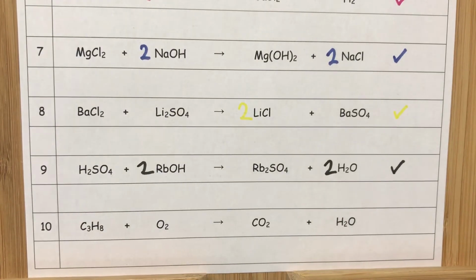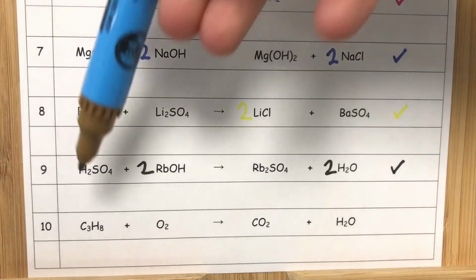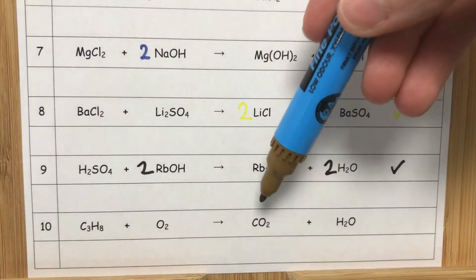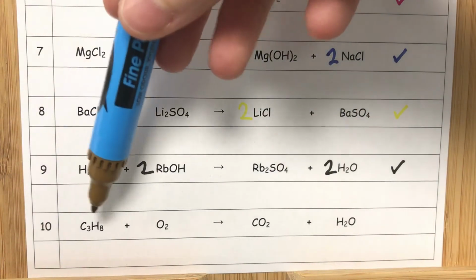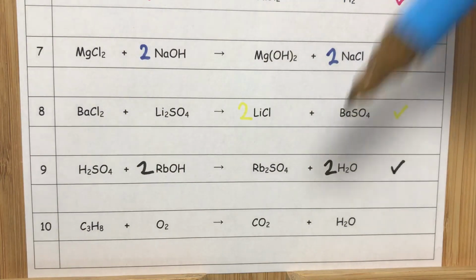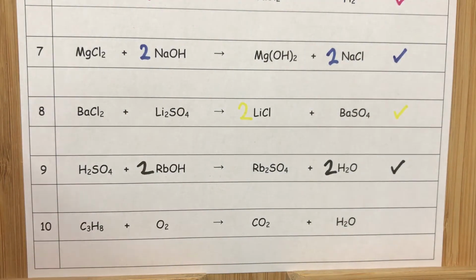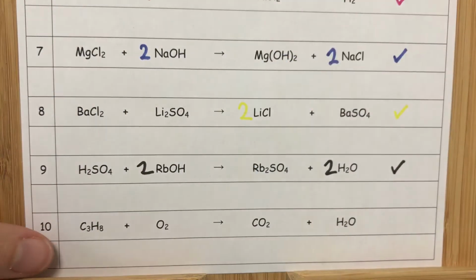Okay, the final problem, problem 10. I think I'm going to go straight in for sorting the carbons out first. I can see I've got 3 carbons here and I've only got 1 here. So that's going to be one of my first thoughts. I've got 8 hydrogens here and I've only got 2 here. So that will be my second thought, I think, because oxygen is on its own.